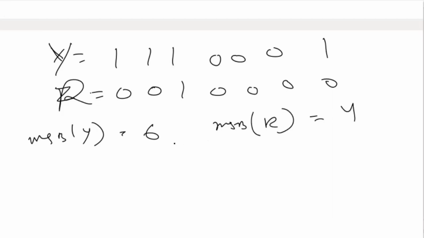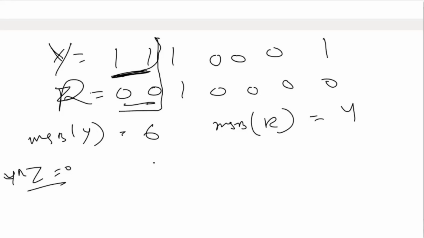So we don't need to worry about these bits of y, because we cannot affect them in any way. These bits in z will always be 1, and they'll always result in 0 finally, that is, x, y and z will always result in 0. So there is no point in worrying about these bits. So we'll worry about the bits from 0 to MSB of R only.